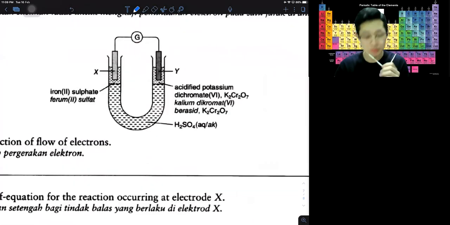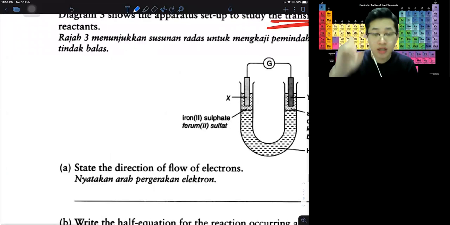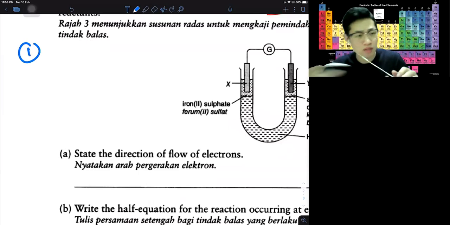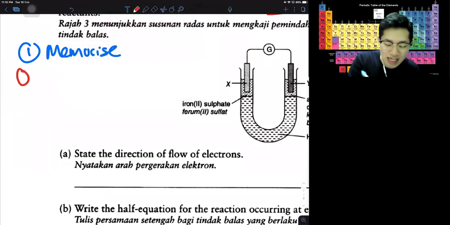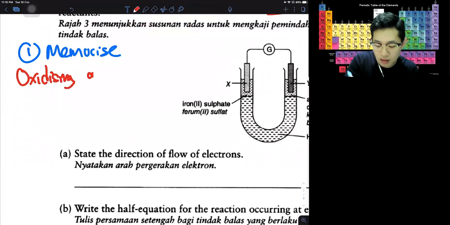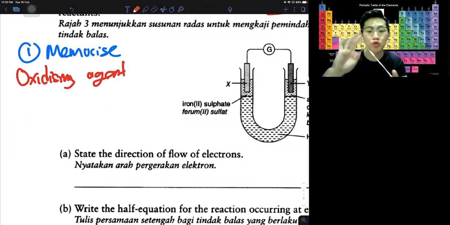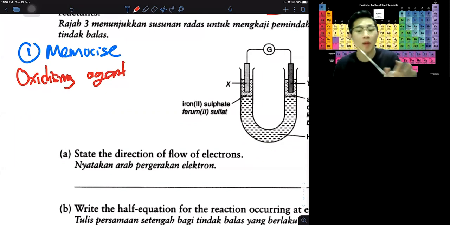To solve a U-tube, this is what you need to know. Have you memorized oxidizing agent? I always combine these 2 methods together. Method 1, which is more suitable to everyone, the memorizing method. You memorize all the oxidizing agents. What are the examples of oxidizing agent? Mainly these 3 types. The first is Cl2 or Br2, chlorine or bromine.